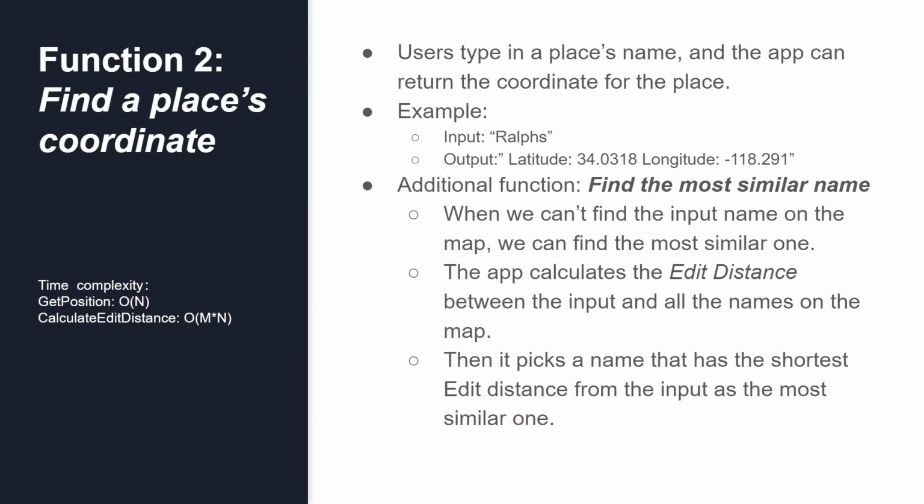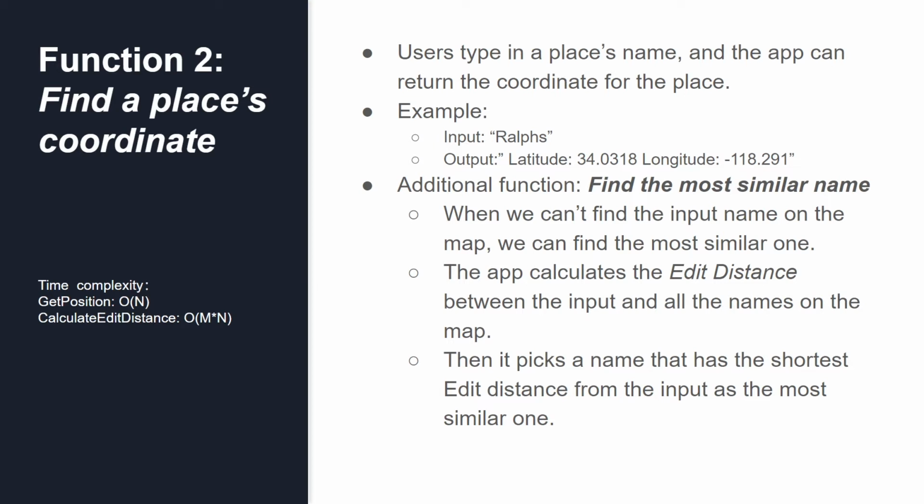Function 2 has two parts. First, input name and get position. We need to use a for loop to solve this problem. Second, calculate edit distance. This is a classic dynamic programming problem. When entering a location name that does not exist in the map, our function should determine whether the input can be replaced with a similar name or not.